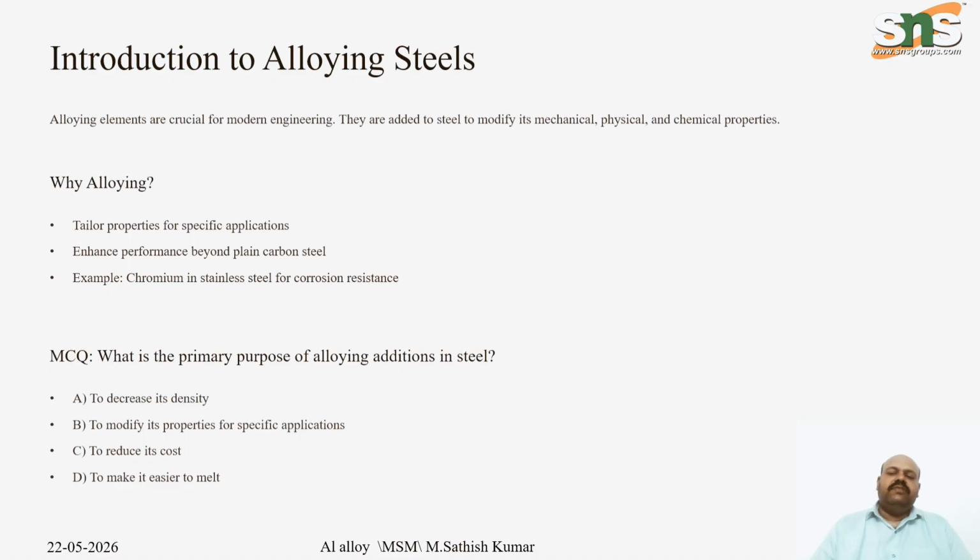So we use all the domestic utensils in our kitchen. For domestic purposes, we use stainless steel because the chromium content is there. That will help the stainless steel to avoid corrosion or oxidation. So what is the primary purpose of alloying steel? To decrease its density, to modify its properties for specific applications, to reduce its cost, to make it easier to melt. And the answer is B. We are going to modify its properties for specific application.